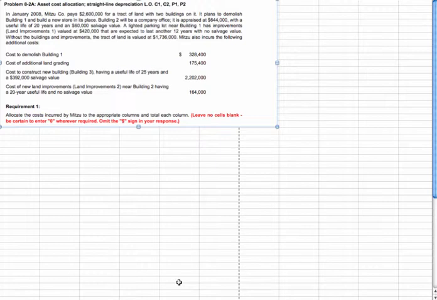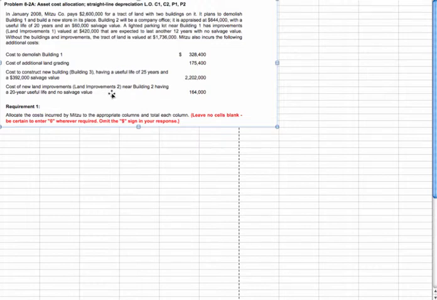And then it says that it's appraised at $644,000 with a useful life of 20 years and $60,000 salvage value. There's a lighted parking lot near Building 1 with improvements valued at $420,000 and expected to last at least another 12 years with no salvage value. Without the building and improvements, the tract of land is appraised at $1,736,000. Mitsu also incurs additional costs for demolishing the building, grading the land, constructing a new building, and also the cost of new land improvements.